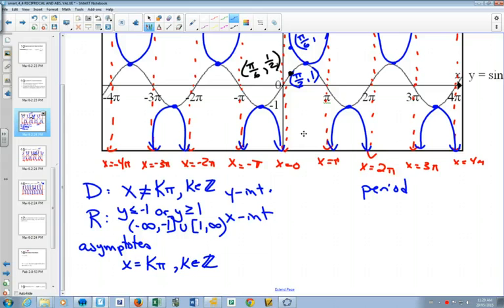Do we have any y-intercepts? No, because there's an asymptote there. Do we have any x-intercepts? No.